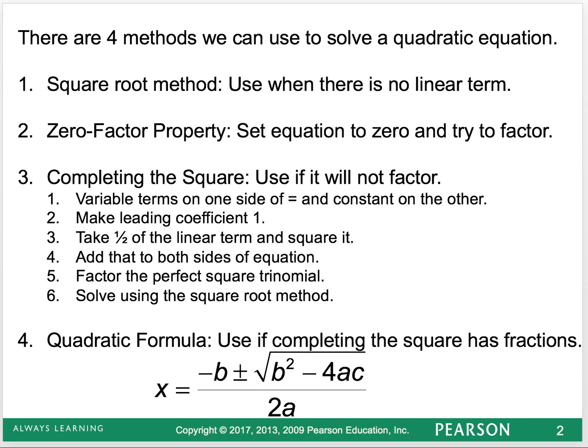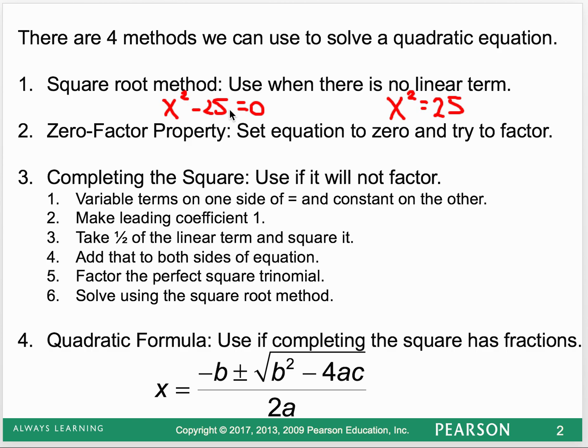Okay, there are 4 methods for solving a quadratic equation. We've got the square root method. This is used when there is no linear term. Linear meaning when your exponent's a 1. So that's like that one we saw on the previous page where it looked like this. Okay, or it could have looked like this. In other words, we don't have that extra x value.